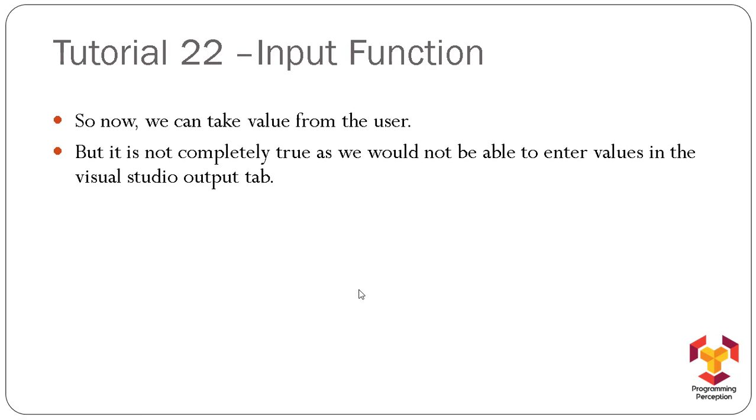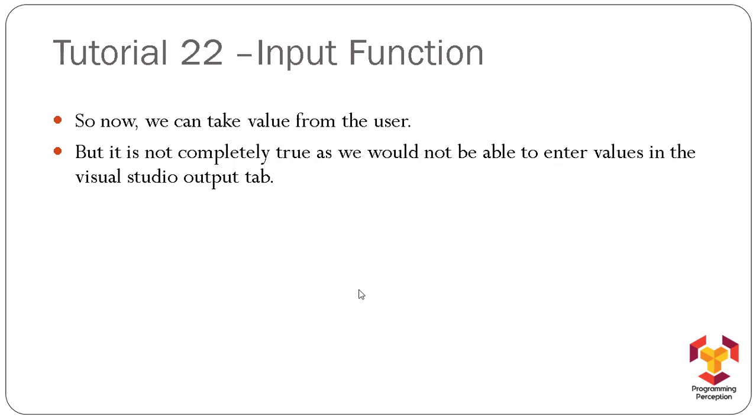So now we can take values from the user, but it is not completely true, as we would not be able to enter values in the Visual Studio Output tab. Okay, fine, we have understood the statement, the function, and the syntax in which we have to write that function. But still, if we write the program, we would not be able to accept a value from the user. Now what is the reason for that?